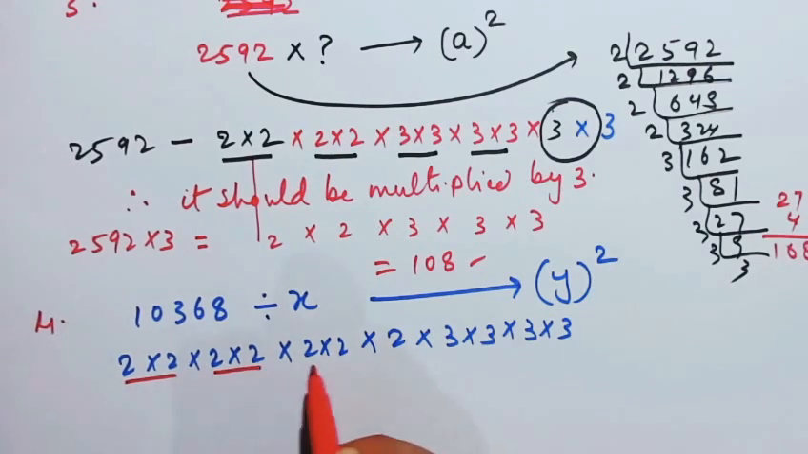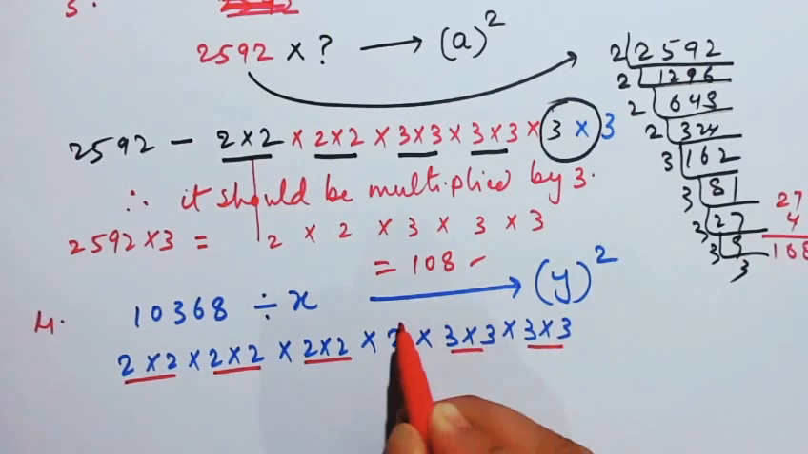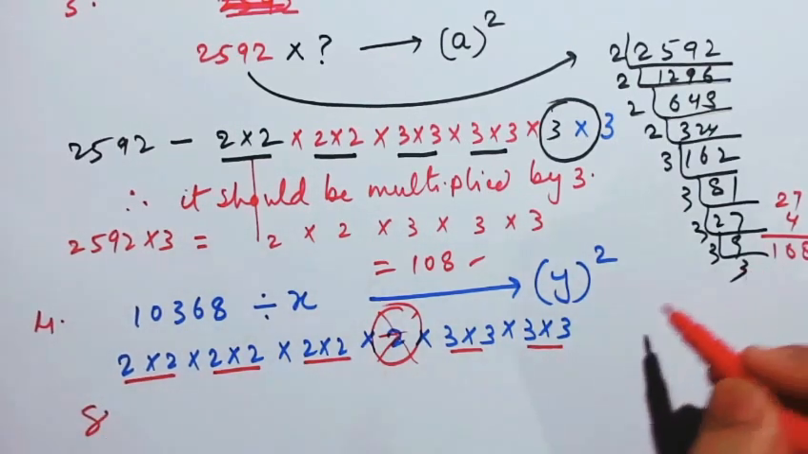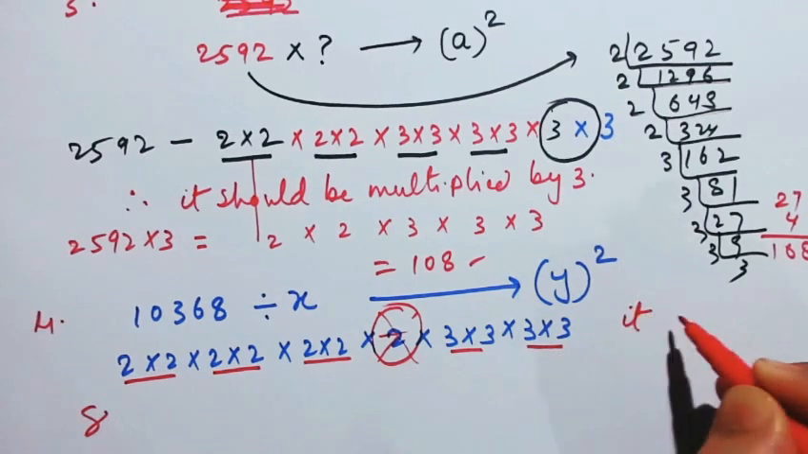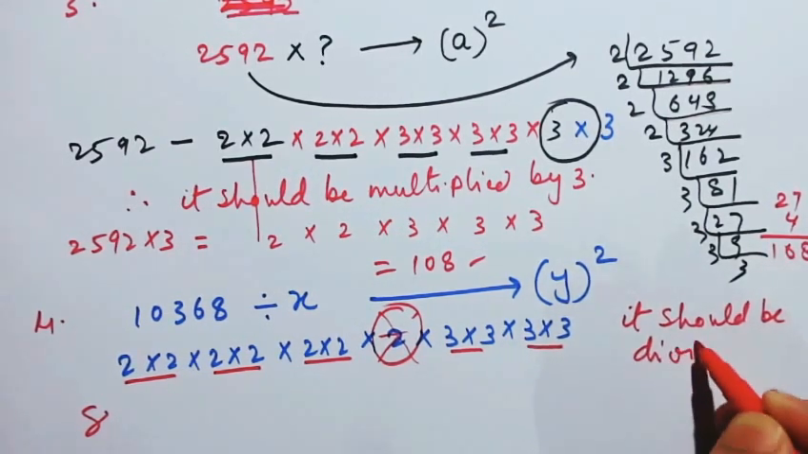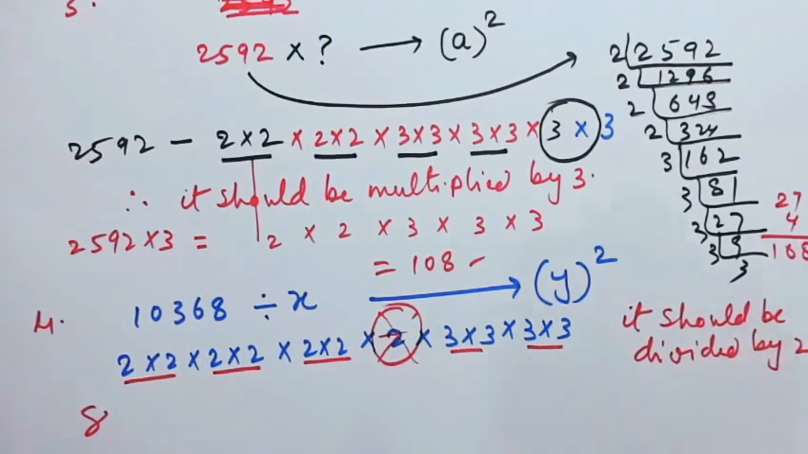You will get this. This means, have a look. Clearly it's visible that it is not a perfect square because this 2 remains. So we will have to remove this particular 2. When you remove this particular 2, it will become a perfect square. So when it becomes a perfect square, what will be the square root? First of all my answer will be, it should be divided by 2.